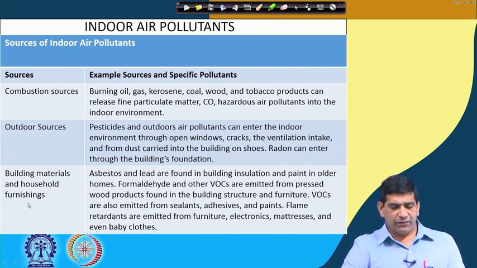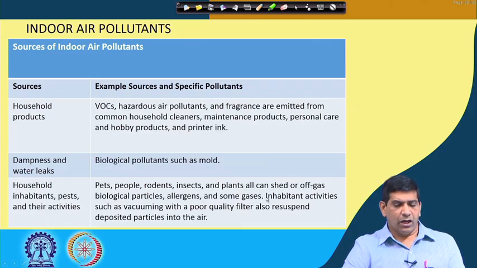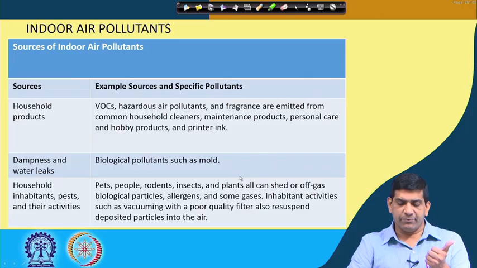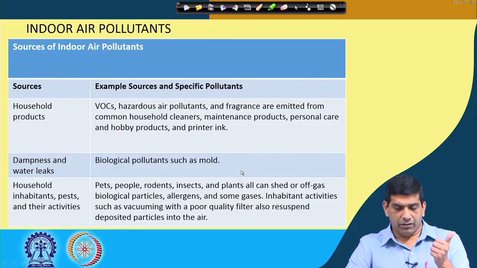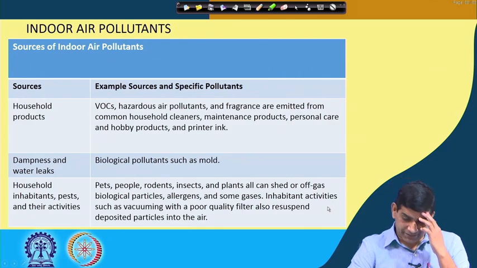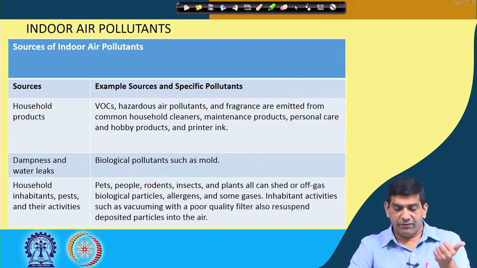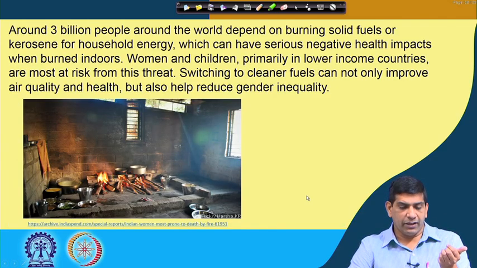Building materials and household furnishings: asbestos and lead are found in building insulation. VOCs are also there, and flame retardants become an issue. Household products: VOCs, hazardous air pollutants, and fragrance emitted from common household cleaners, maintenance products, personal care products, and printer ink. Biological pollutants such as mold are again a big problem, from dampness and water leaks. Household inhabitants, pests and pets, people, rodents, insects, and plants can all give off gases, volatile particles, and allergens. Some gases, and a vacuum with a poor quality filter, can also resuspend deposited particles into the air.